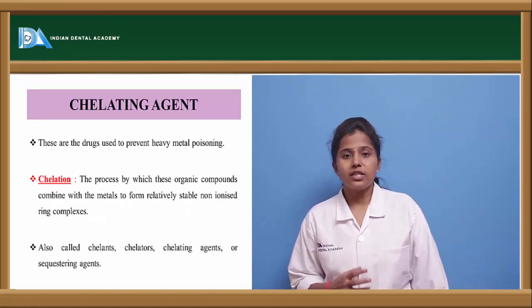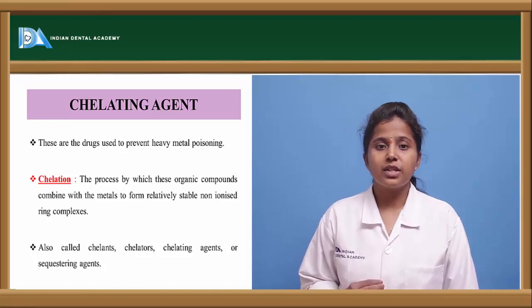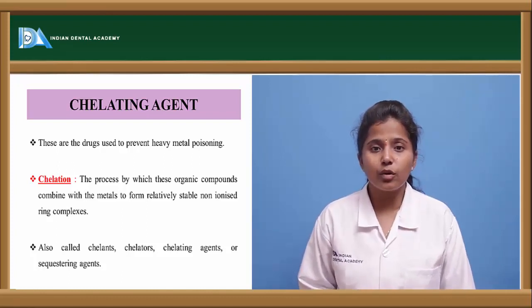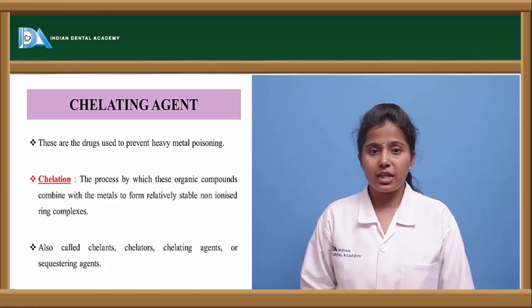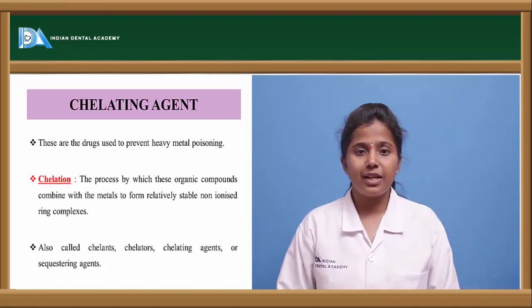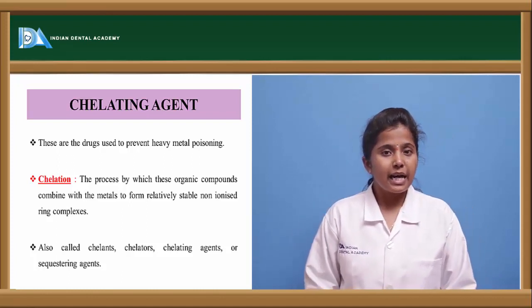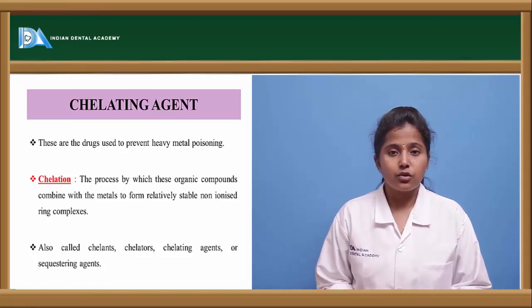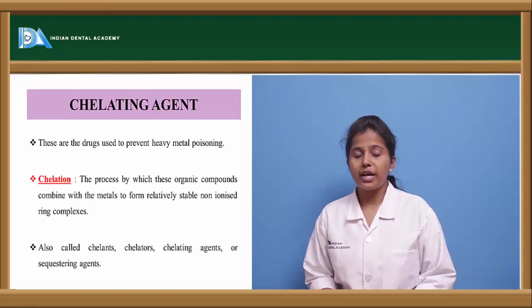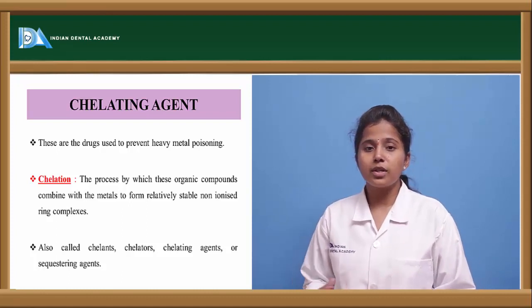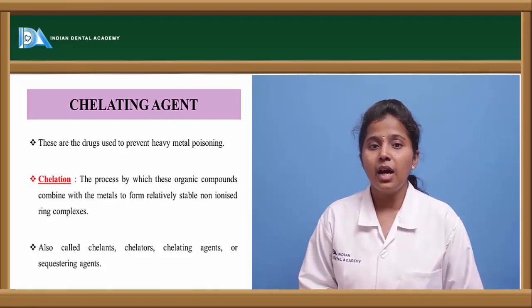What is a chelating agent? These are the drugs which are used in the treatment of heavy metal poisoning, as an antidote or antagonist for heavy metal poisoning. So what is chelation actually? There is a particular process where the chelation occurs. Chelation is a process where a compound forms a newer compound by combining with another compound.